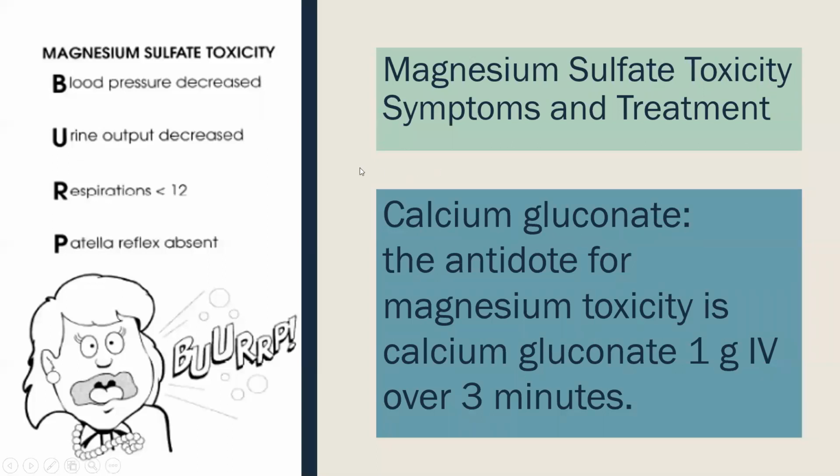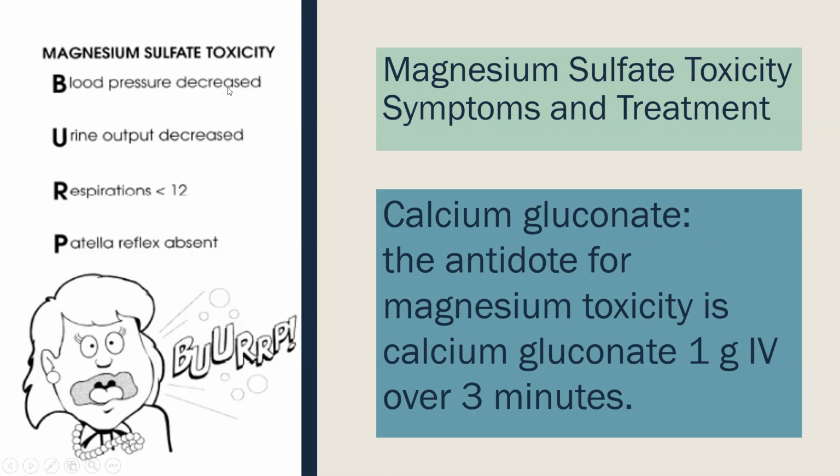Okay, so now when we're talking about magnesium sulfate toxicity, I did cover this a little bit already. Your calcium gluconate, again, is the antidote for magnesium toxicity, and it's 1 gram IV over 3 minutes. So it goes in pretty fast. And then here is a little acronym to help you remember.